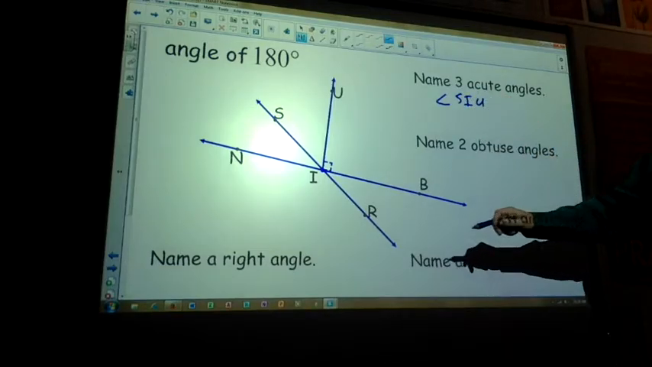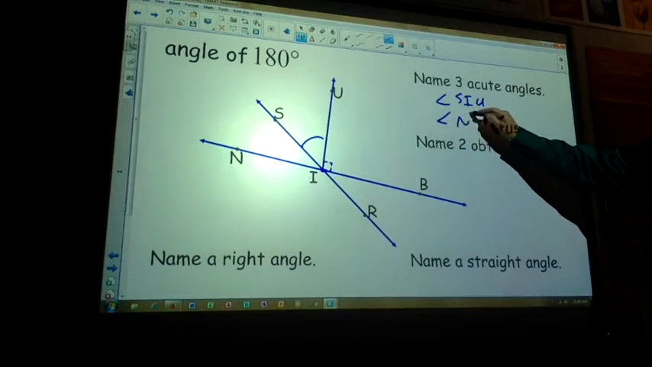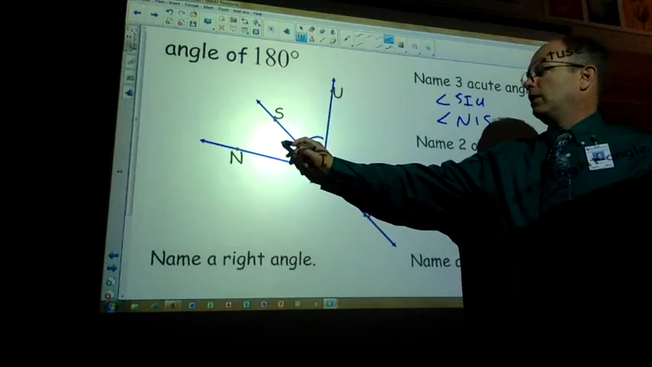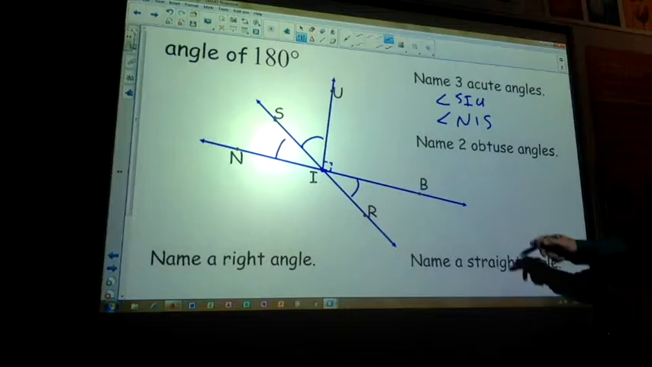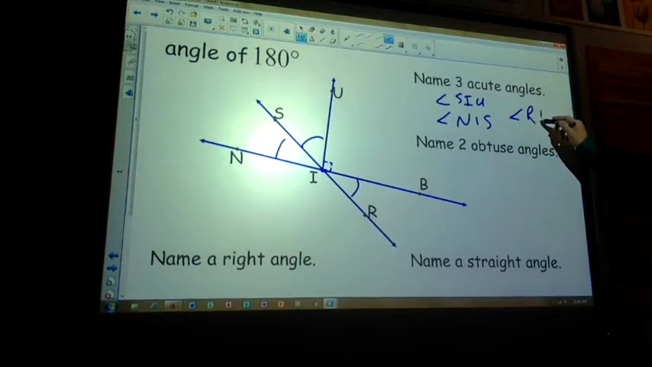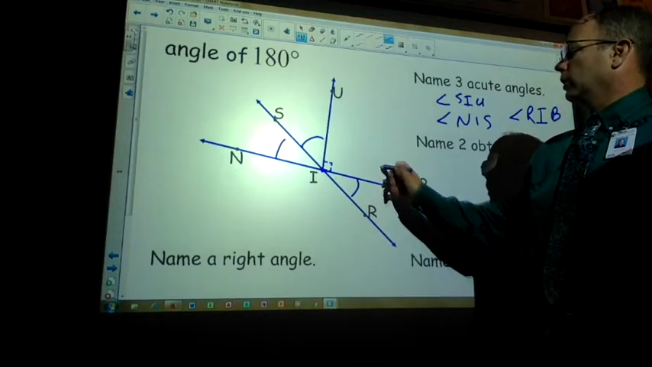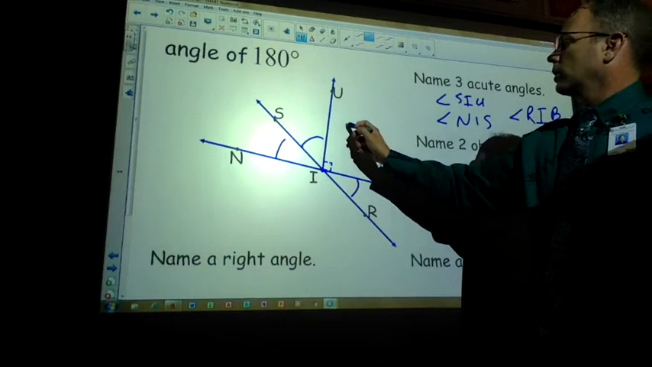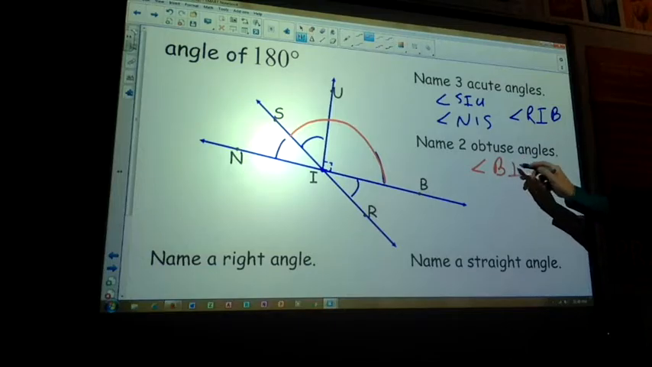Angles can be classified for their angles between 0 and 90 degrees, between 90 and 180. So 0, 90, 90, 180, that works pretty well. There's others that go along with this, but when we start talking about the Cartesian plane, talking about quadrants 1, 2, 3, 4, these will come into play a little bit more. So angle of 180 degrees.